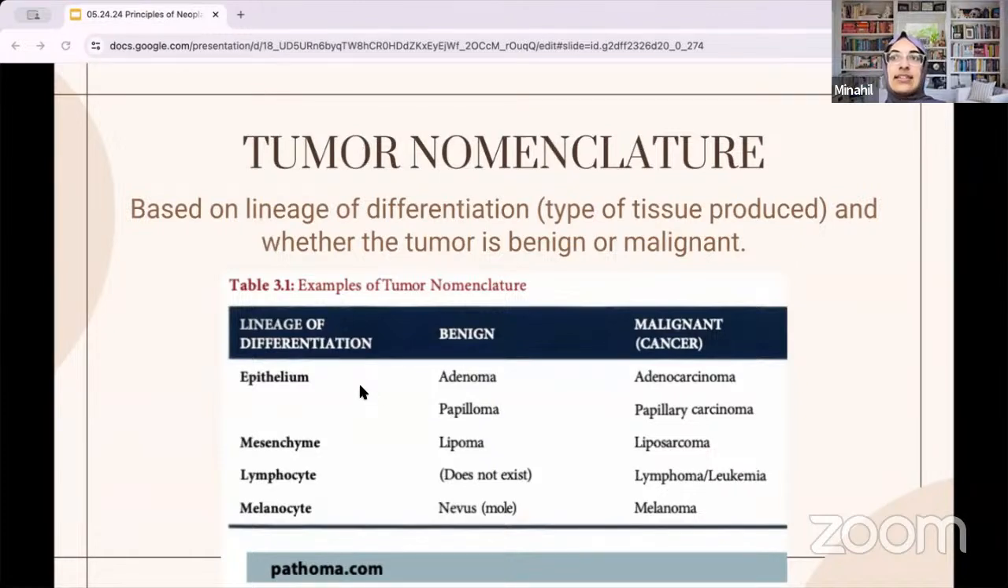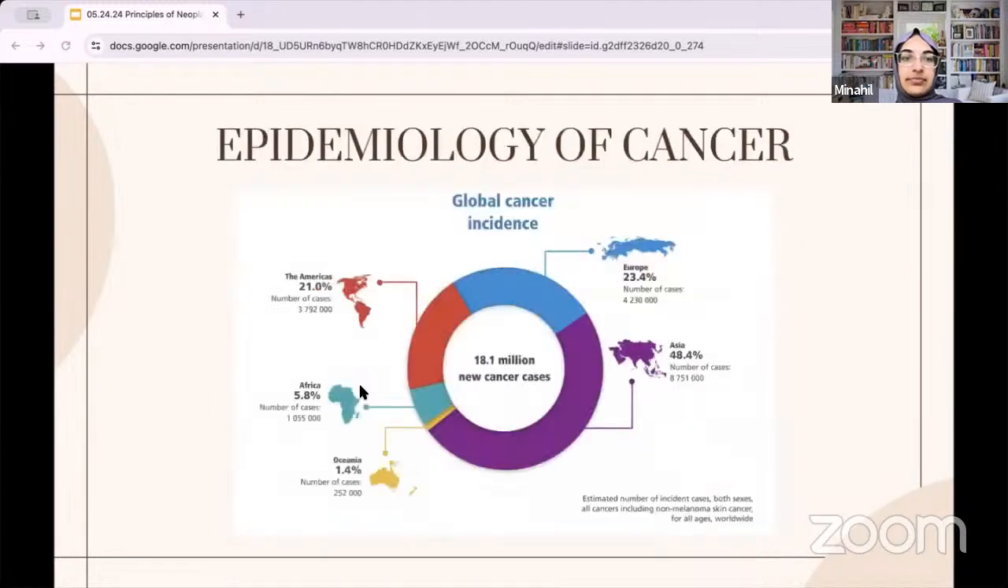A malignant skin cancer is called melanoma, so it ends in -oma. That is one exception to the rule, because a benign skin tumor, or well, it wouldn't be called cancer, would be called a nevus, or a normal mole that you see on your body. But a melanoma is a malignant skin cancer of a melanocyte. Remember, melanocytes are derived from melanin in your skin tissue.